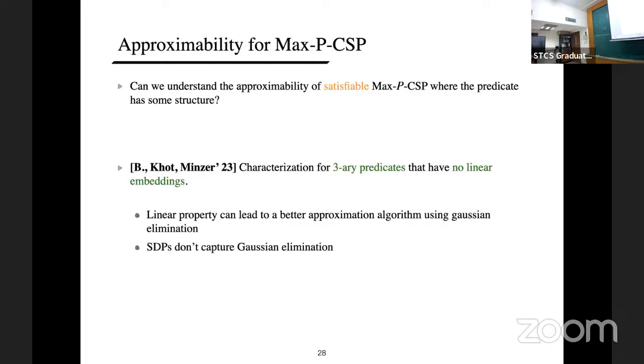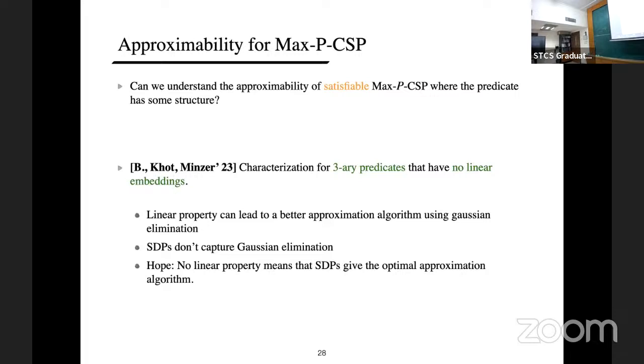So again, the main thing from the algorithm is that linear property can lead to better approximation algorithms. That's what we saw for this Max-3-Lin theory over the non-abelian group. And SDPs don't really capture Gaussian elimination, because for Max-3-Lin or Max-3-XOR, SDPs can't do better than the random assignment already. So they don't really capture the Gaussian elimination technique. Our calculation basically says that for such predicates, whatever the Bhangale characterization is, that holds, on satisfiable instances though.